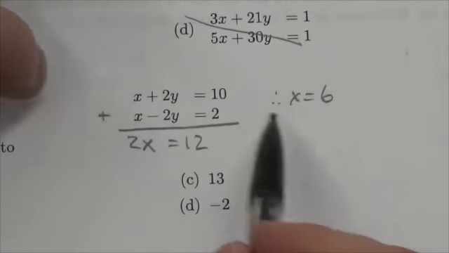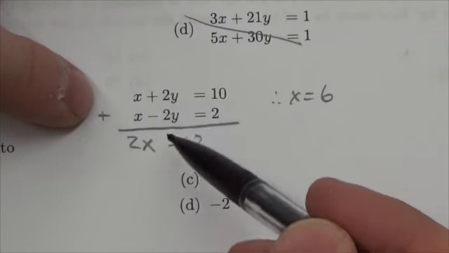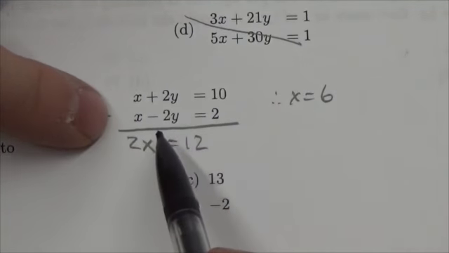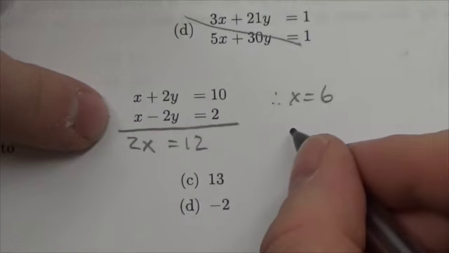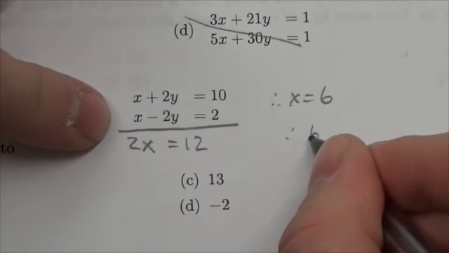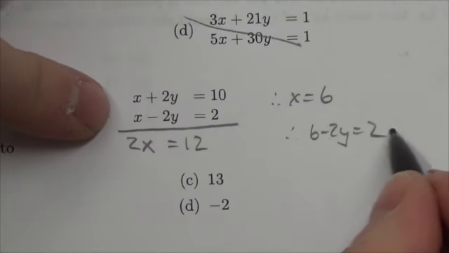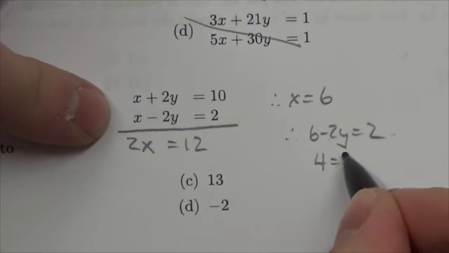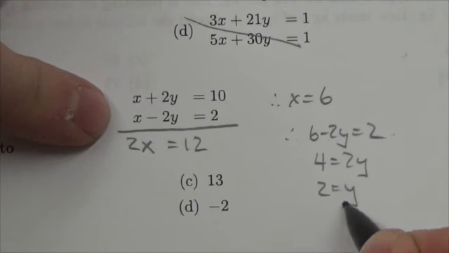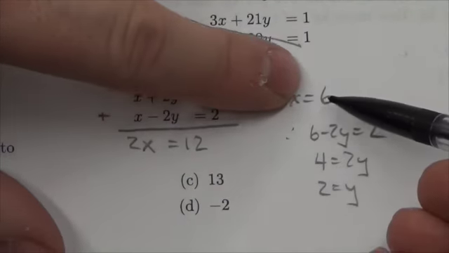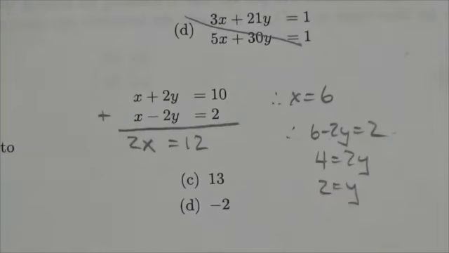Now I can take that result and go back into either one of the first two, and I'd probably go to the second one because I'm lazy and it's just got a smaller number there. So 6 minus 2y is equal to 2. I might bring the 2y over, bring the 2 over, so 4 is equal to 2y, therefore 2 is equal to y. So I'm looking for 6 and 2, and when I add those together I get 8.